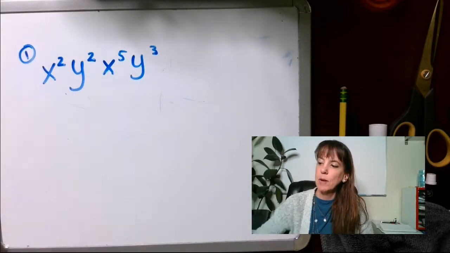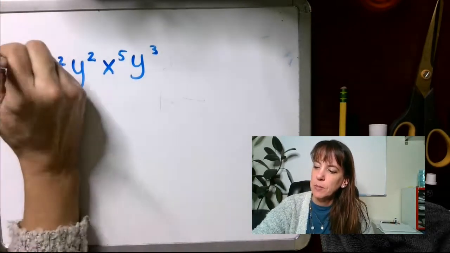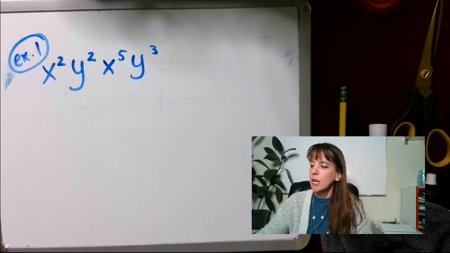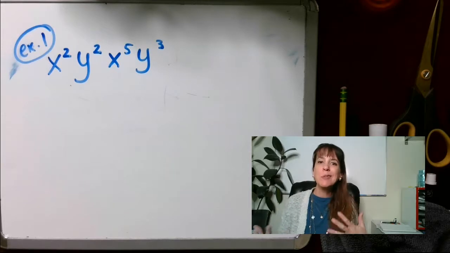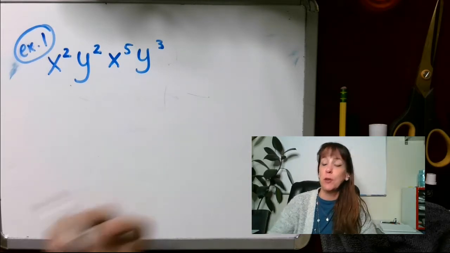This is example number 1, okay? You should put it in your book as example number 1 so we don't get confused with practice problems or whatever. Okay, so what I can do is reorder this guy. Remember, we're allowed to multiply things in any order. That's called our commutative property.